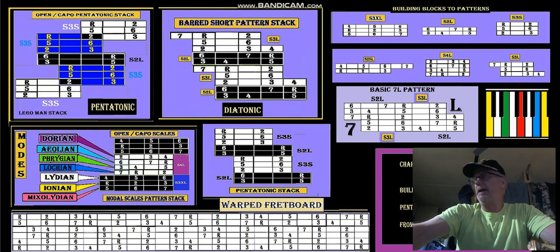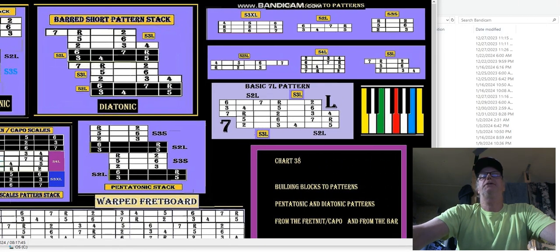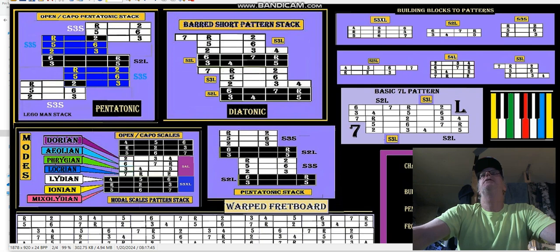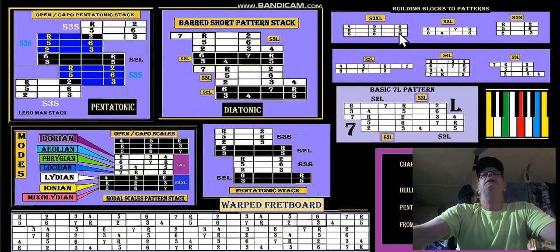So before I head out today, I want to do a video on this chart. And this good thing's been happening with guitar. So chart 38, building blocks to patterns, pentatonic and diatonic patterns from the fret nut capo and from the bar. Alright, so that, I know what that means.